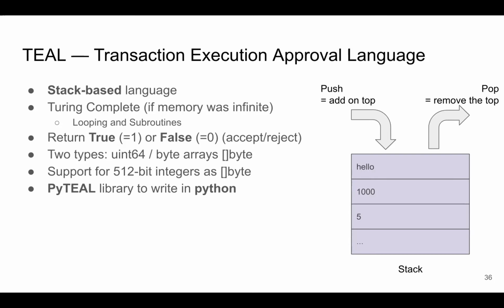Usually, if you think about the languages that we use, there is int, unsigned int, floats, double, byte array, structure, map, very complex. Here there are only two types. And finally, usually you don't write in TEAL, you write in a higher-level language, which is PyTEAL, which is converted to TEAL. Okay, so what's a stack-based language?